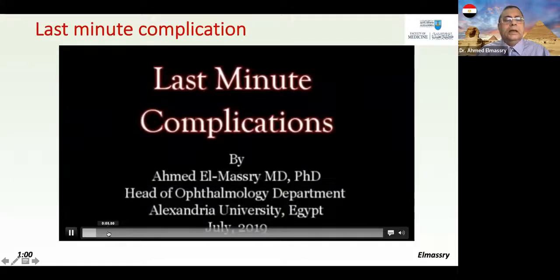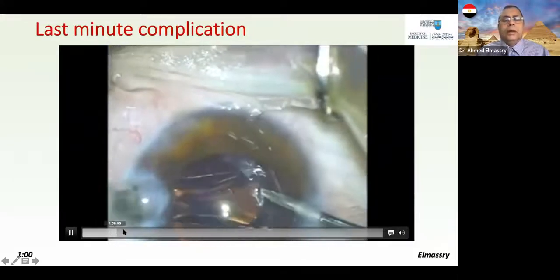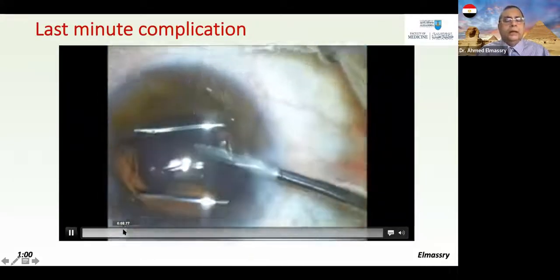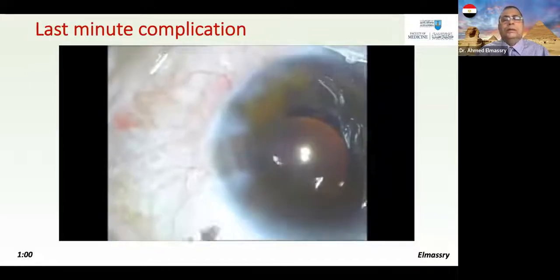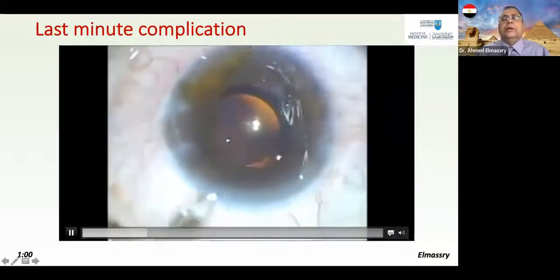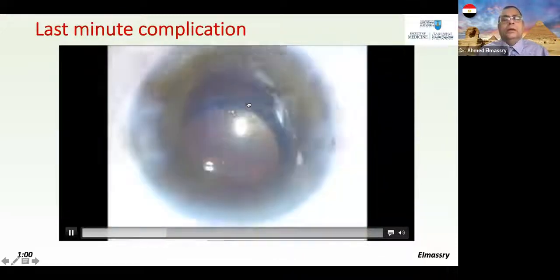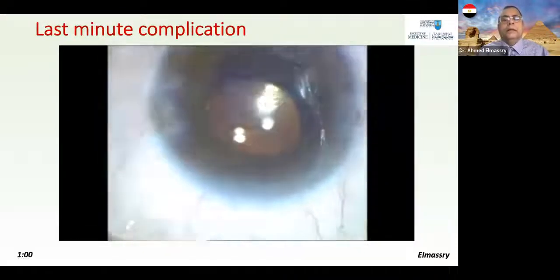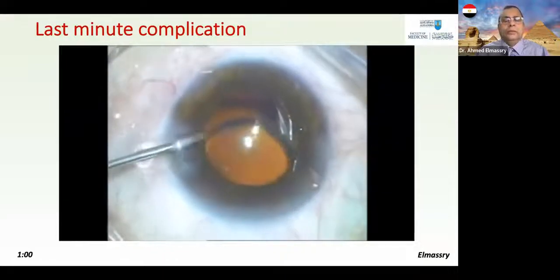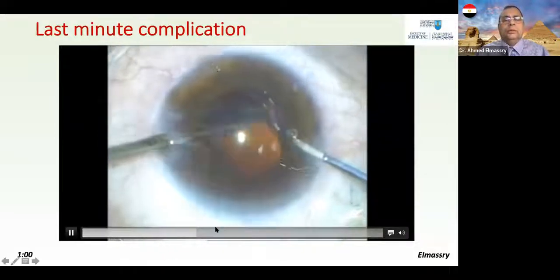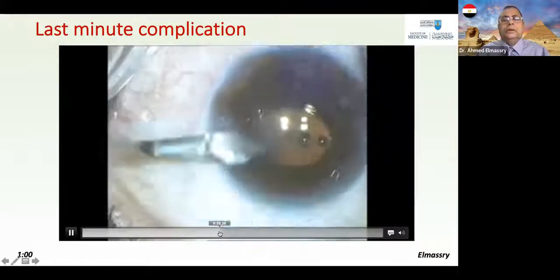And this is another case of last minute complication. While on insertion of the IOL, everything was normal, but suddenly you find that the IOL moved in its place, and you didn't do anything wrong, except maybe the patient had some strain at the time. So simply don't forget to put your capsular tension ring. It will solve the problem as long as there is no vitreous surgery.